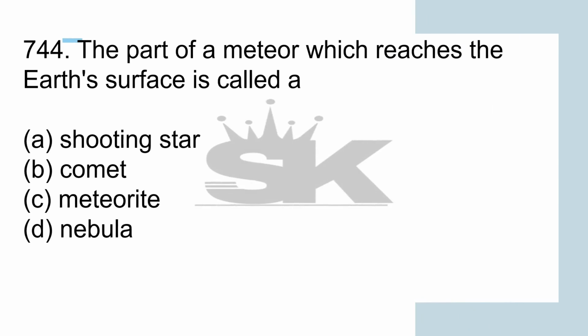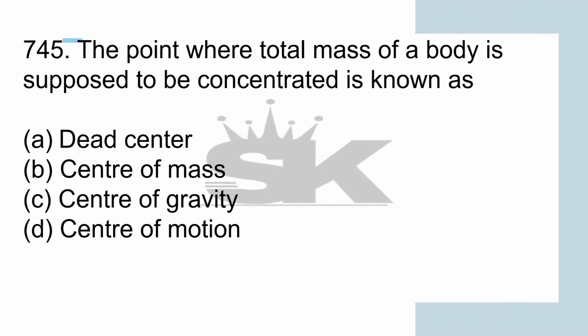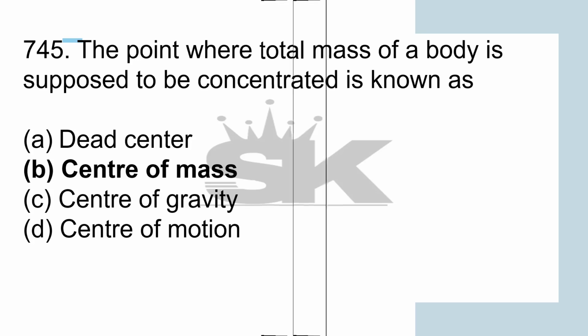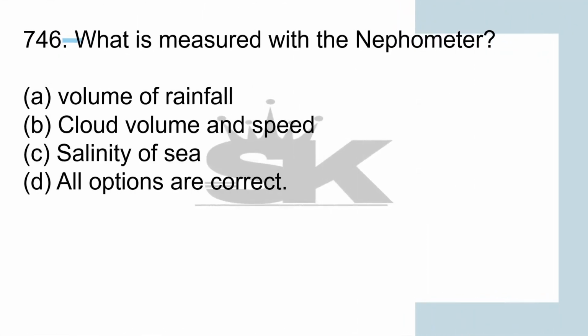The part of meteor which reaches the Earth's surface is called, that is a meteorite. The point where total mass of a body is supposed to be concentrated is known as, that is center of mass. What is measured with the nephometer? Okay, that is cloud volume and speed.